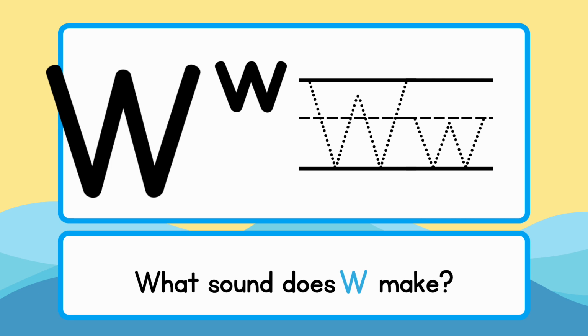Shall we write the W letter? We're going to start from the top, all the way down to the bottom, up again to the middle, down, and then up again to the top line. Letter W.